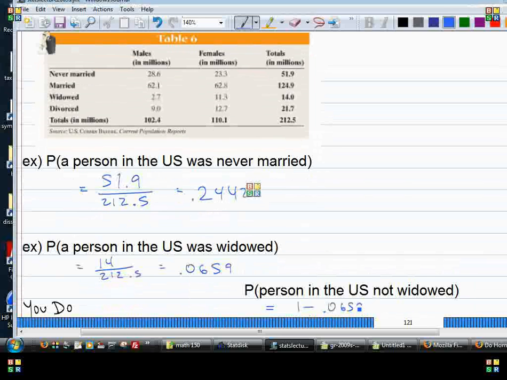0.0659. So Chastity, this goes back to what you were asking about before, where it seemed longer. Is this longer or shorter? Using this is much quicker. And if you work it out, you get 0.934. Okay. So does that make sense? Okay.